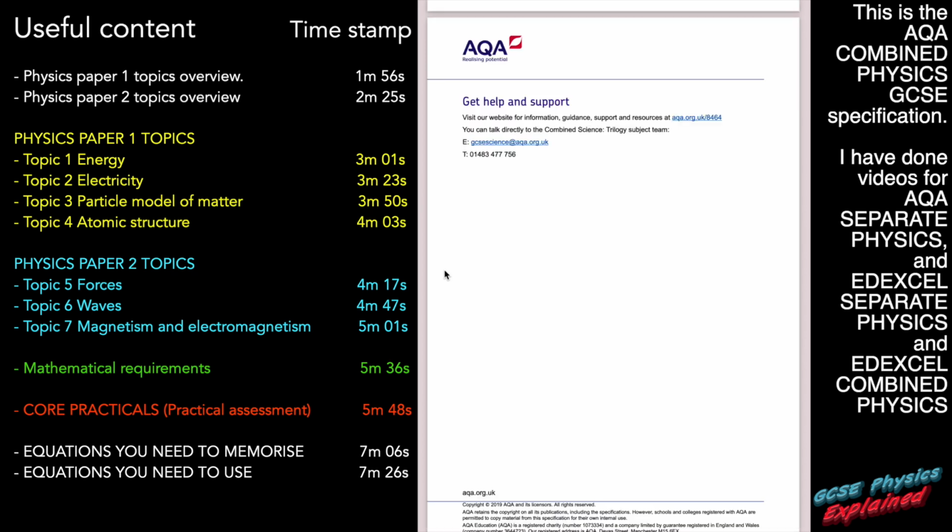And that's everything. So I hope that brief overview of the specification will help you to identify what you need to work on, your areas of strength, your areas of weakness.